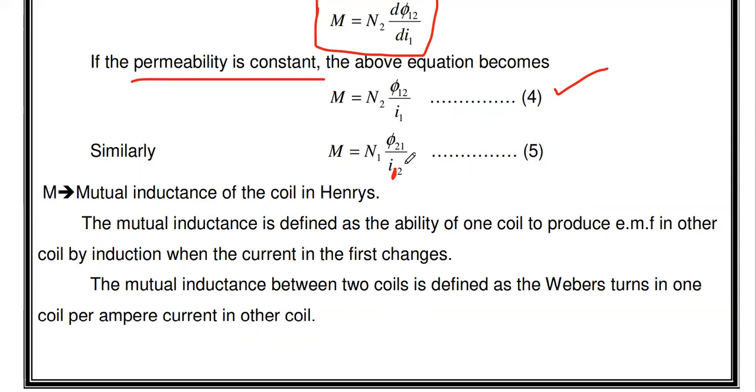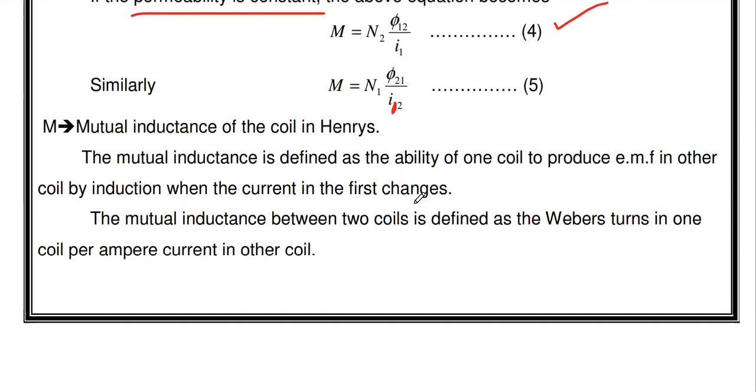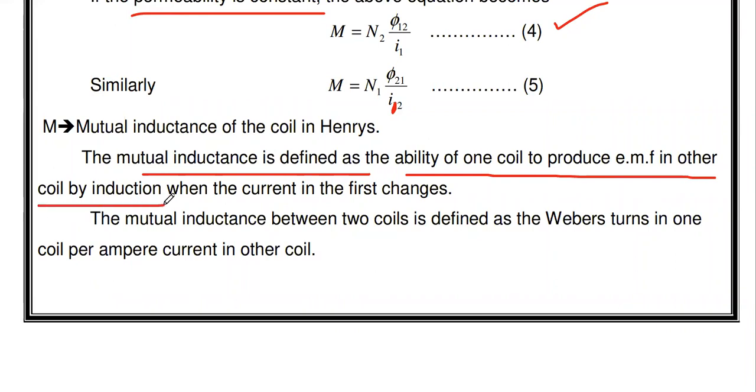So this is also a mutual inductance, where this M is said to be the mutual inductance. We can define the mutual inductance as the ability of one coil to produce EMF in another coil by induction. Self-inductance is the ability of a coil to produce EMF in that same coil because of the flux linkage in that coil. But mutual inductance is the ability of one coil to produce EMF in another coil by induction.